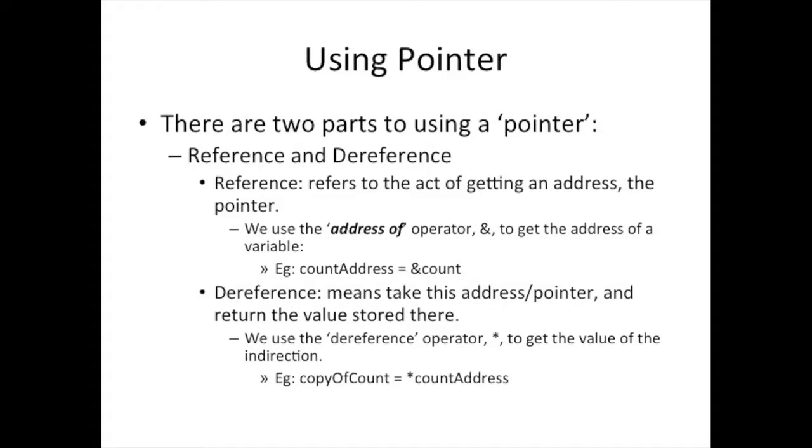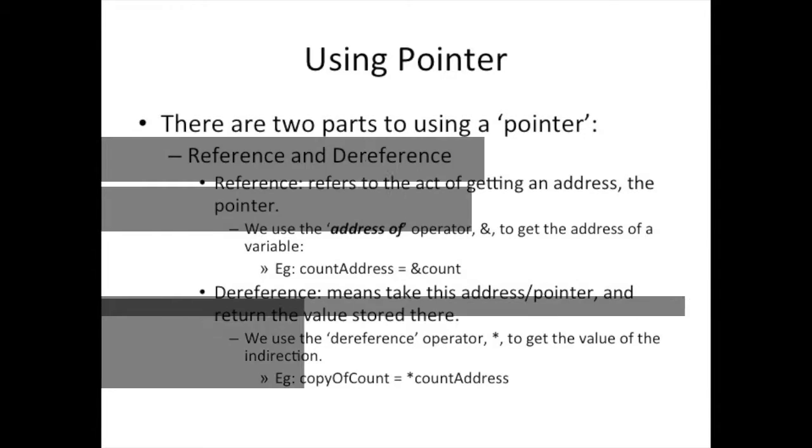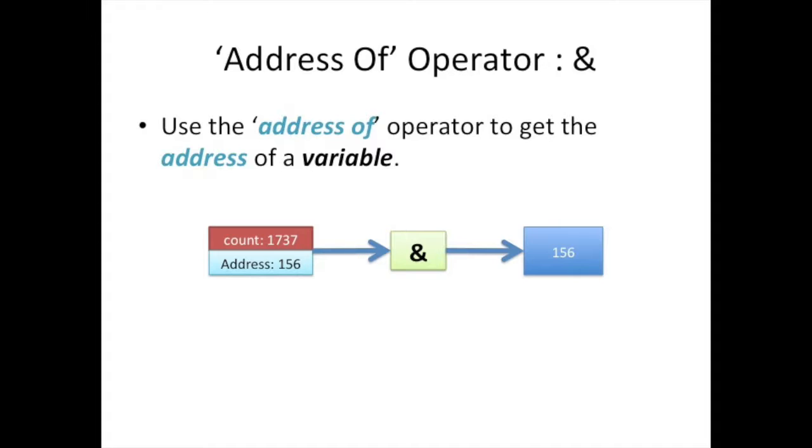and now we'll be able to actually get back to the value. Now, this might seem a little bit hairy and up in the air, but let me show you some pictures to illustrate it. So here's our count variable again, and we're talking about the address of operator, the ampersand. Think of the ampersand as this magical transformation that you can do. You can give it a variable, and it would spit out for you the address of that variable.